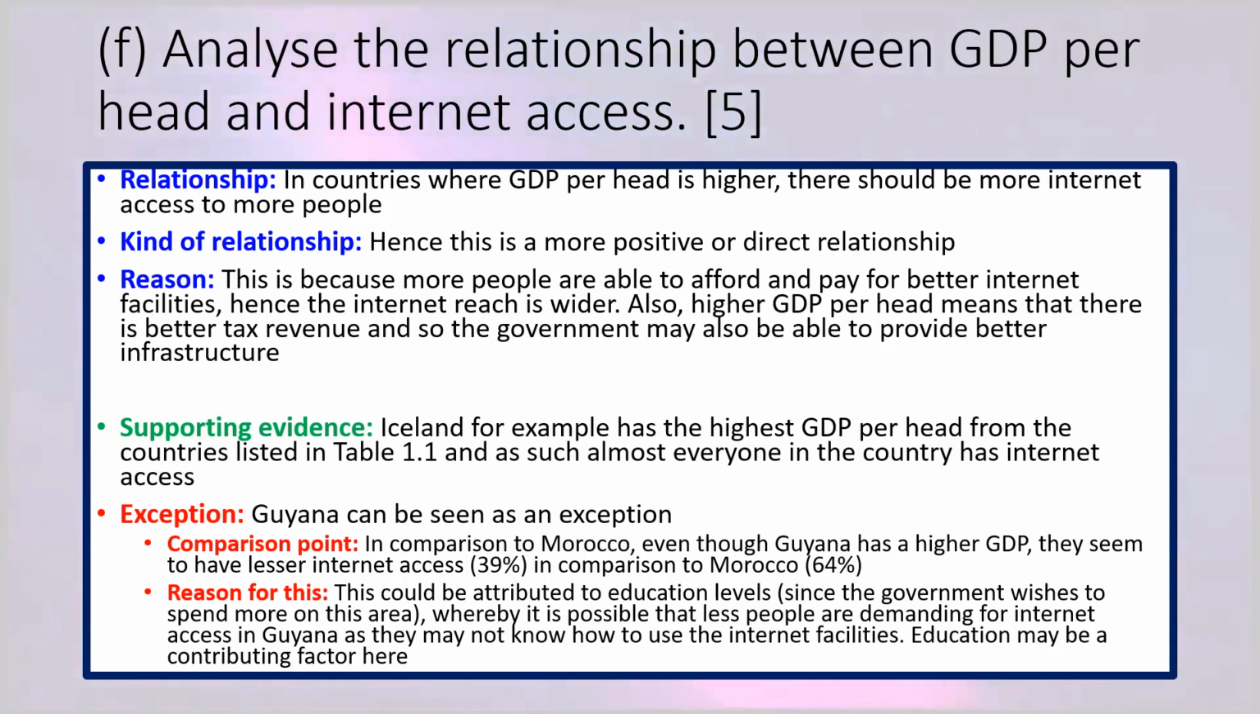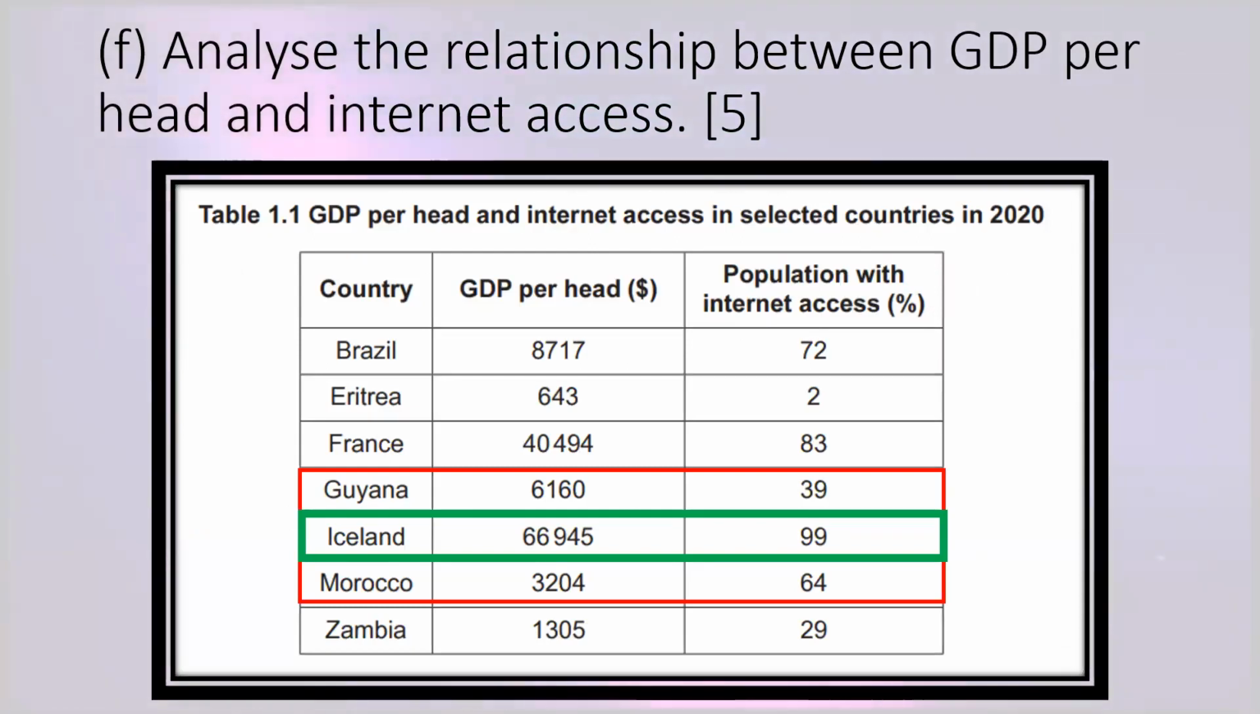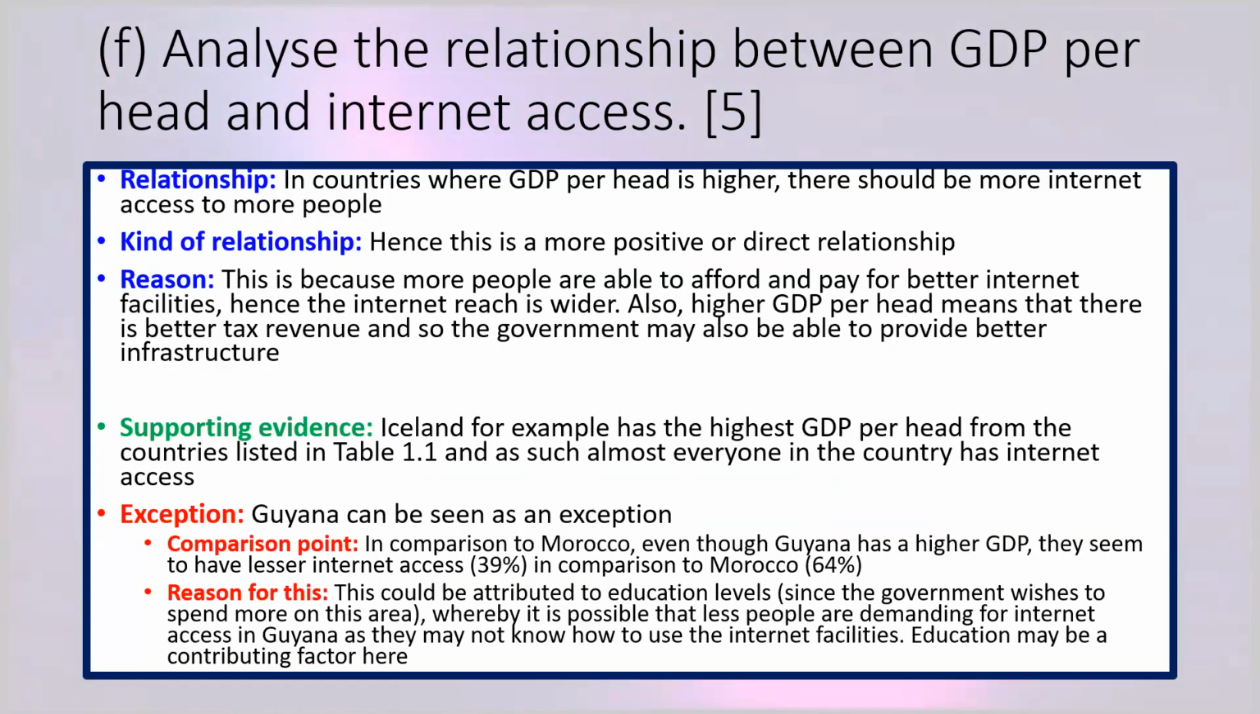Now you have done the main framework for them. You now need to show evidence to support what you said, and evidence that is an exception to what you said. What is the supporting evidence? I told you to take extremes, because this seems to be something they want. Iceland, for example, is a very lucky case where you can show a very easy extreme. Iceland has the highest GDP per head, correct? Almost 67,000 from the countries listed in table 1.1.